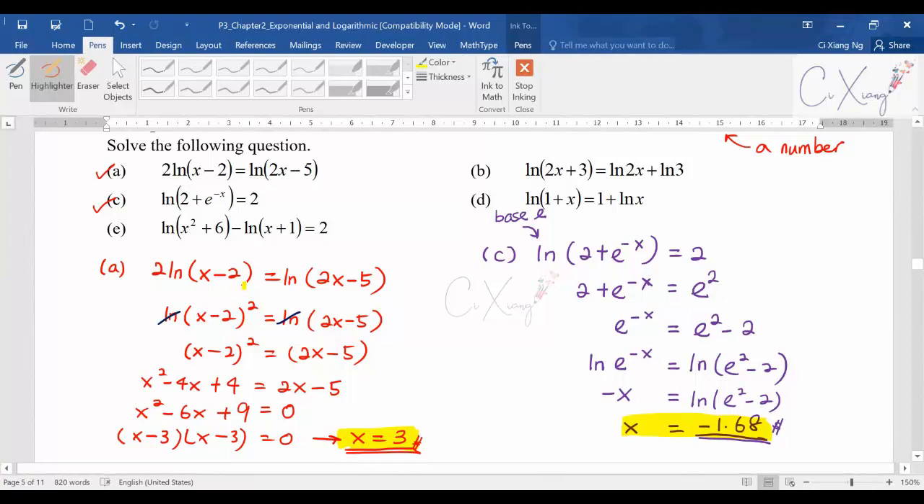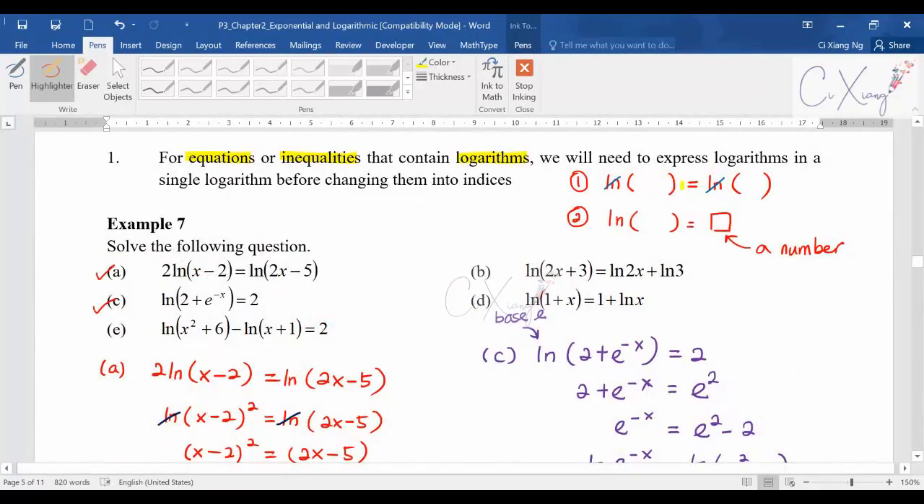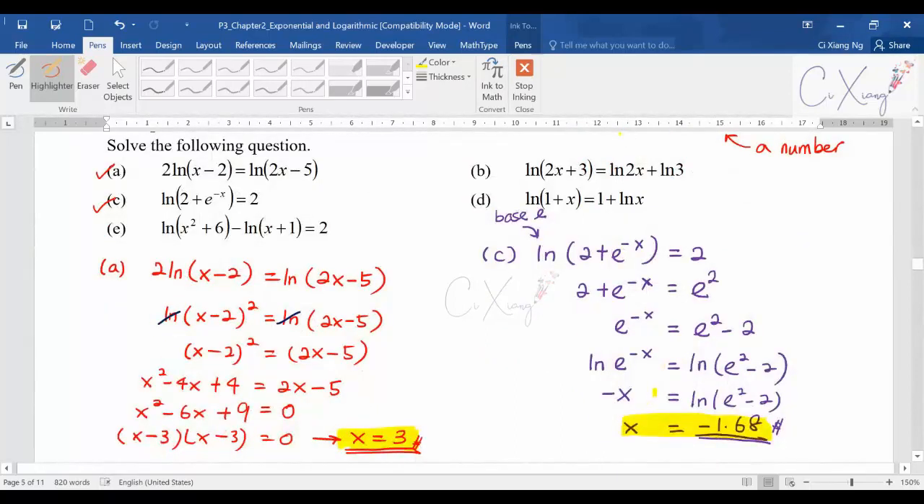For part A, I expressed it into pattern number 1 that I mentioned to you just now: both sides got one ln. And for question number C, I expressed it into pattern number 2: one side got ln, the other side is a number or some other thing without ln. So to solve every equation with ln, generally you can make this your guideline. You can either change it into pattern number 1 or pattern number 2, then only you try to solve. Okay, so this is what we have for example 7.